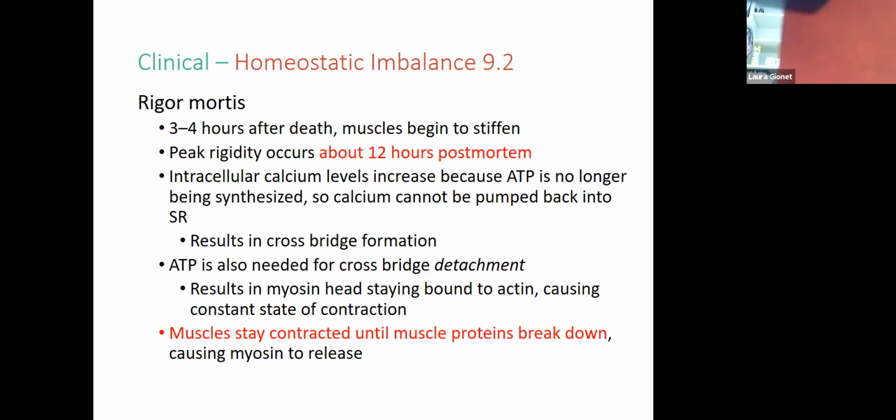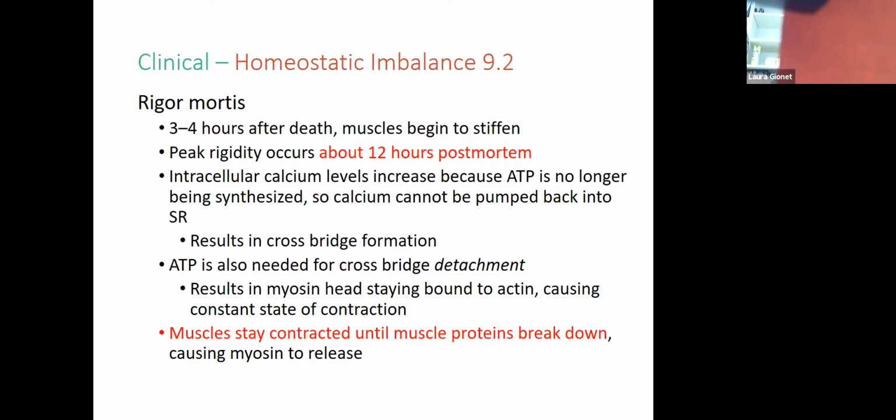Right, this results in cross-bridge formation. And ATP is also needed to detach myosin, remember? So you're getting it attaching and you're using up a lot of the local ATP for contraction, but then you run out of ATP and you need that to detach. So the myosin stays attached to the actin and it stays rigid until after about 12 hours.